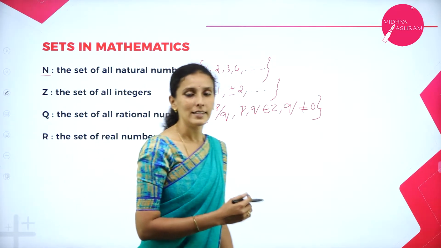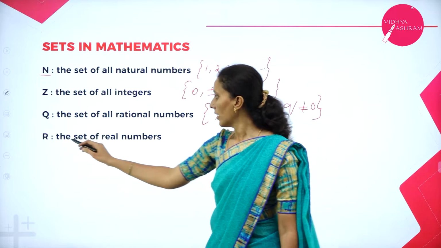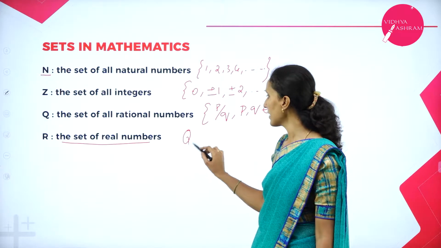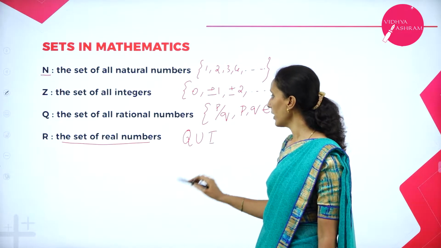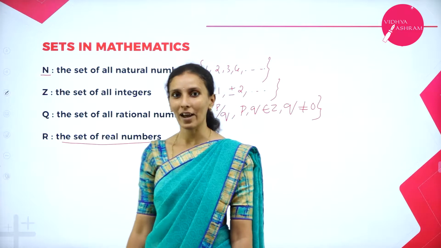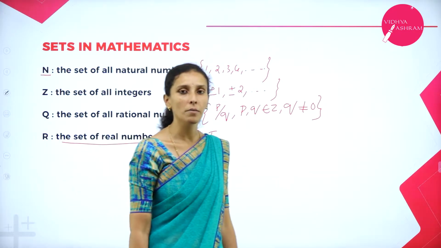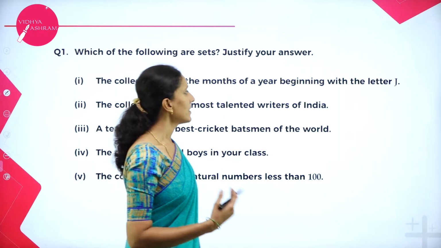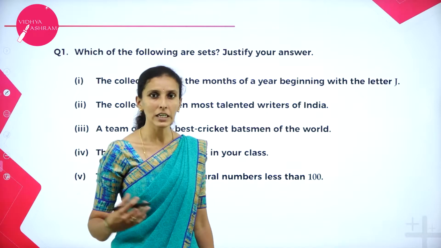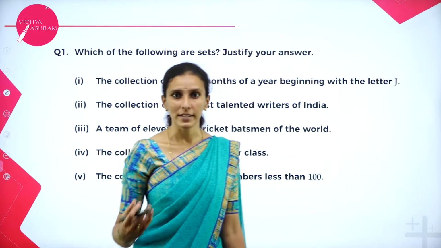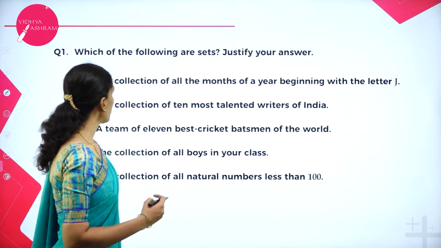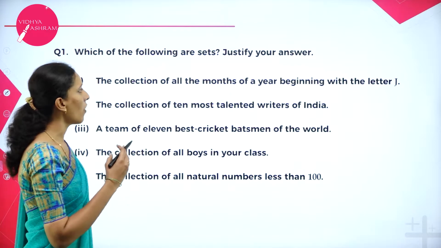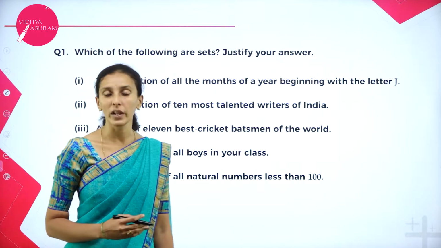The last is the set of real numbers. So real numbers contain all the rational numbers as well as irrational numbers. So it is the union of all rational and irrational numbers. Again, irrational numbers form one more set. Now, as I said, we can just see the examples given here and we'll say whether it forms a set or it is not a set. So which of the following are sets? Justify your answer. So the collection of all months of a year beginning with letter J.